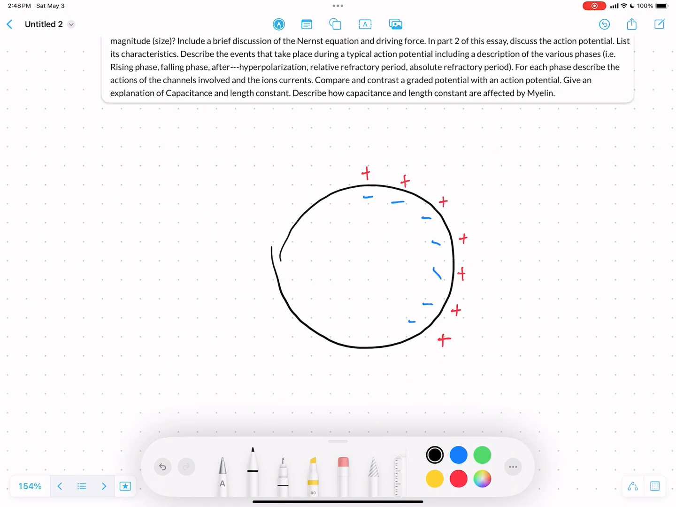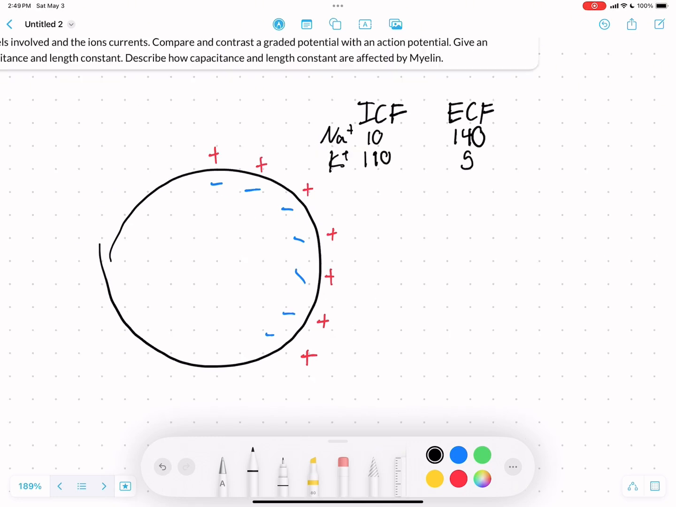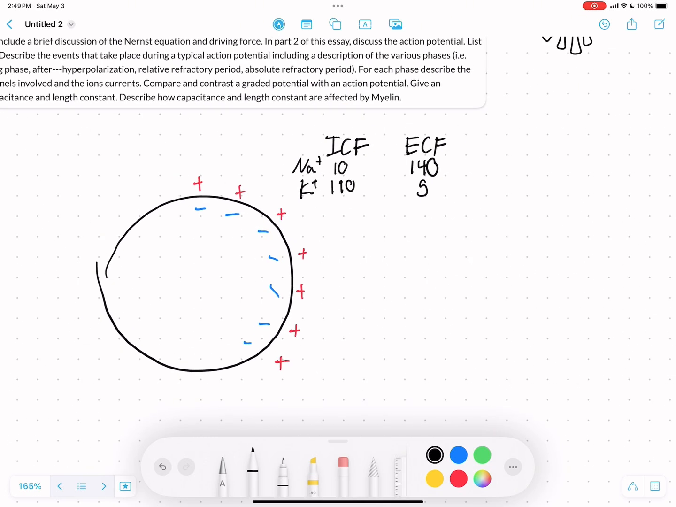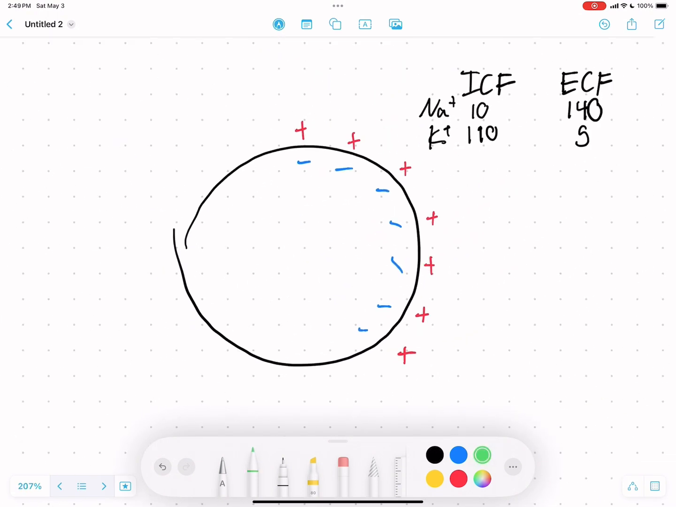It has to do with the concentrations of sodium and potassium. Inside the cell and outside the cell, we have different concentrations of these ions. Inside the cell, we only have about 10 millimoles of sodium, while outside we have about 140, and with potassium inside we have about 110, and on the outside we only have about 5.